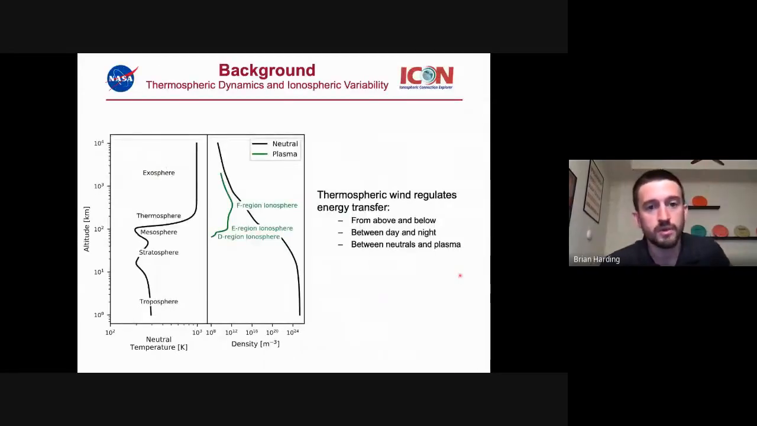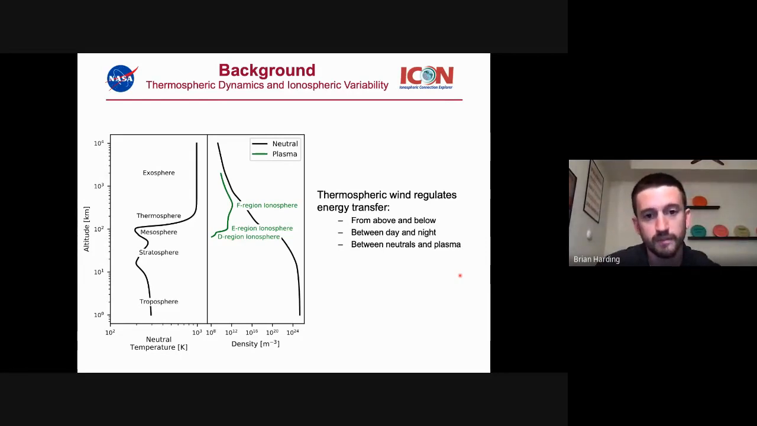Most of what I'll be focusing on today is the thermospheric wind, or the motion of the thermosphere. That's altitudes from around 85 kilometers up to 500 kilometers, where the exosphere begins. The thermospheric wind plays a key role in the dynamics and energetics of the whole ionosphere thermosphere system, regulating energy transfer from above and below, between day and night, and between the neutral part of the atmosphere and the ionized part of the atmosphere, the plasma.